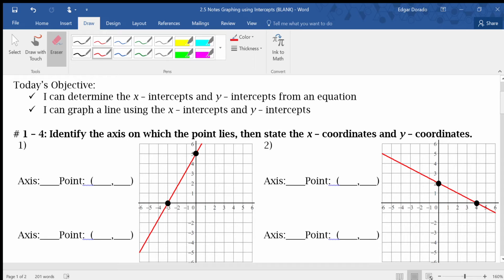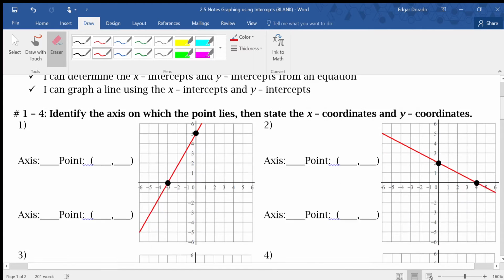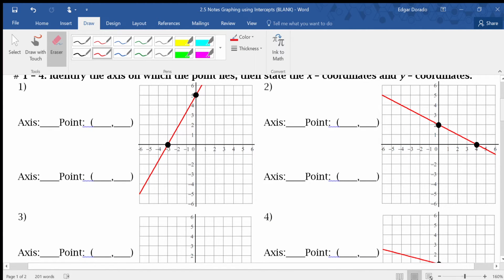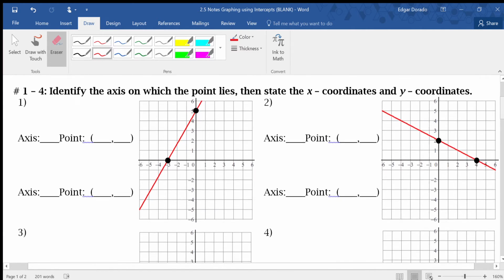We're going to be able to identify the x and y intercepts from an equation and also graph a line using those two intercepts. So let's go ahead and take a look at problems 1 through 4 to get an understanding of just that. Okay, so we're being asked to identify the axis on which the point lies, then state the x coordinates and y coordinates. Okay, so we are going to go ahead and start with this point right here.